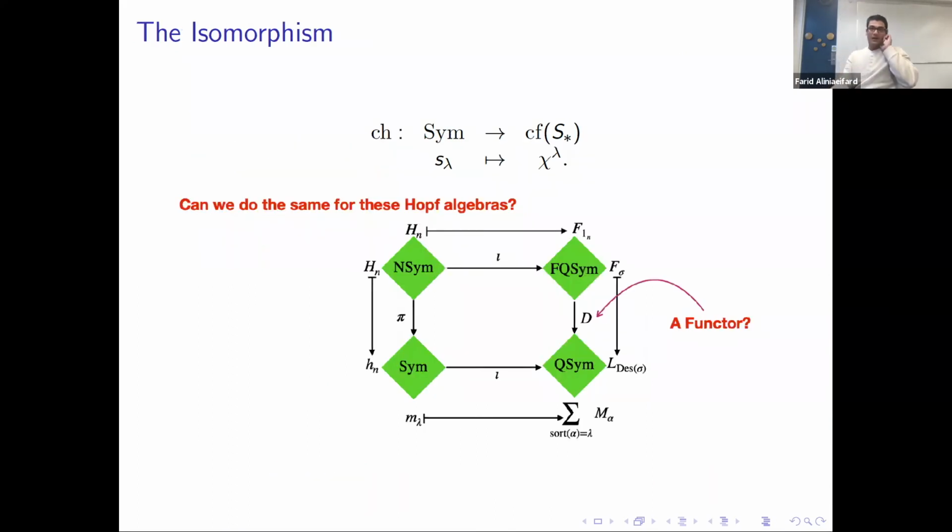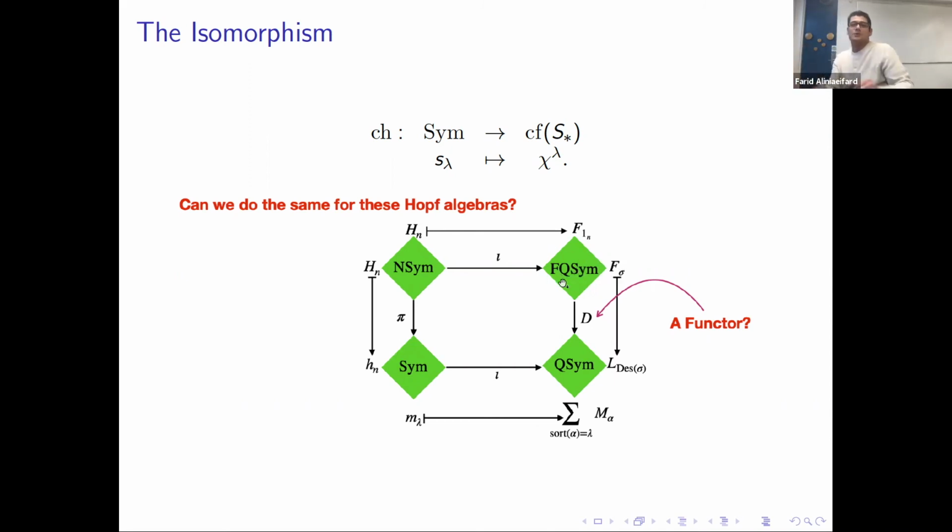Now if I map the Schur function to the irreducible character, then I have a Hopf isomorphism. And when we look at combinatorial Hopf algebras, we have a very nice graph that shows the relation between different combinatorial Hopf algebras, for example, non-commutative symmetric functions, quasi-symmetric functions, and free quasi-symmetric functions. This is the Malvenuto-Reutenauer Hopf algebra.